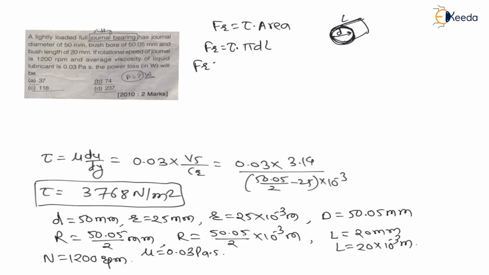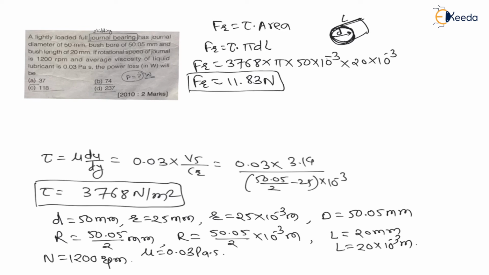Therefore the frictional force is equal to 3768 into pi into diameter of shaft, 50 into 10 to the power minus 3, into length of journal, 20 into 10 to the power minus 3. Therefore this frictional force you will find equal to 11.83 Newton. This will be the frictional force.